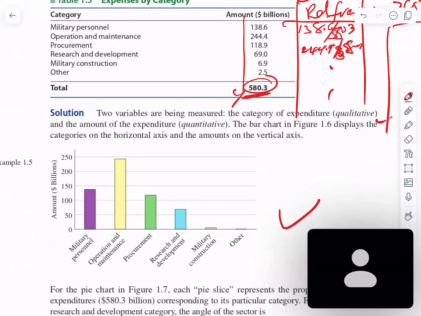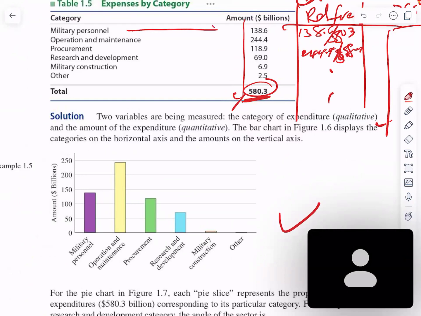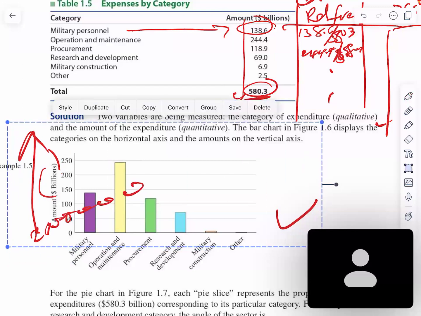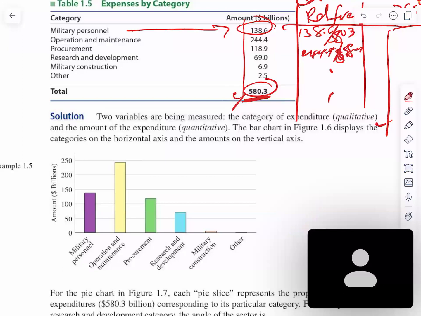Now, military personnel is in millions. The expense is about 138.6. So now you have to tell us in your graph scale, hey, my graph here is in millions, because you cannot write 250 million right on this graph. It's going to be very messy. And you have to tell us that the amount on this vertical axis is in millions. Okay, so military personnel has got 138.6 million, which is around here.